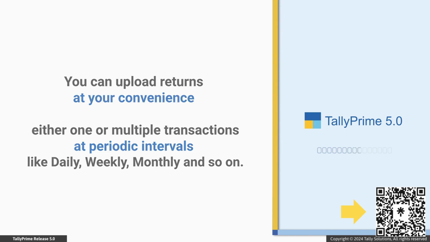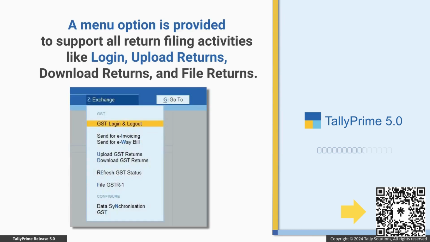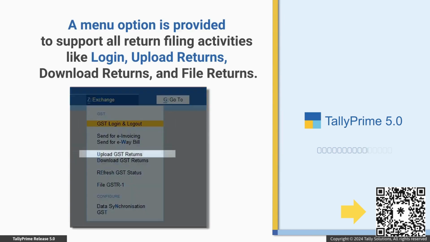as convenient. A new menu option has been provided to help with the upload of vouchers for GST returns. Using this option, you can upload the vouchers not uploaded in GSTR1 and upload GSTR3B summary. Composite GST users can send CMP08 returns.